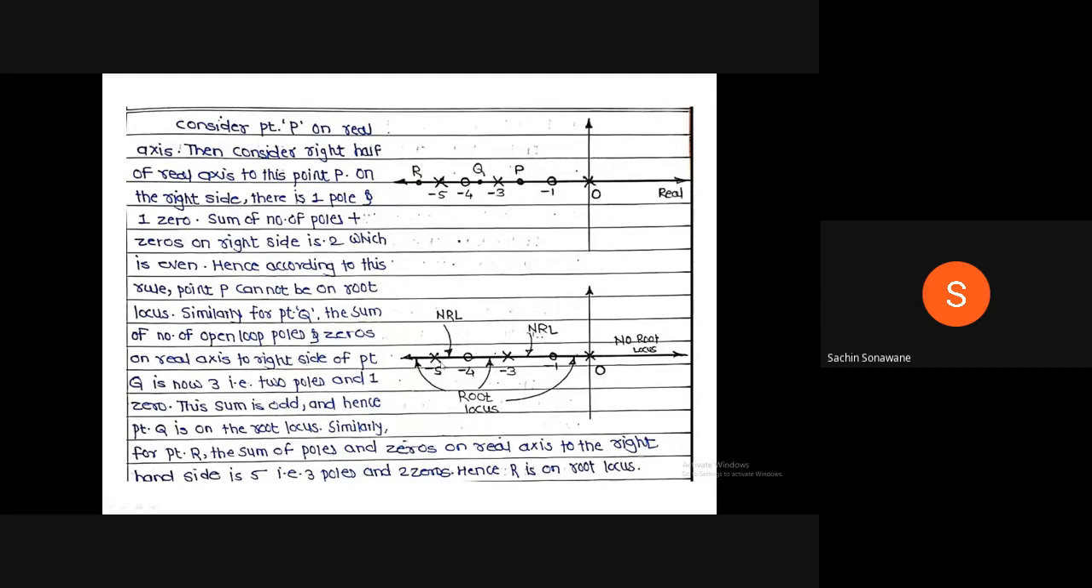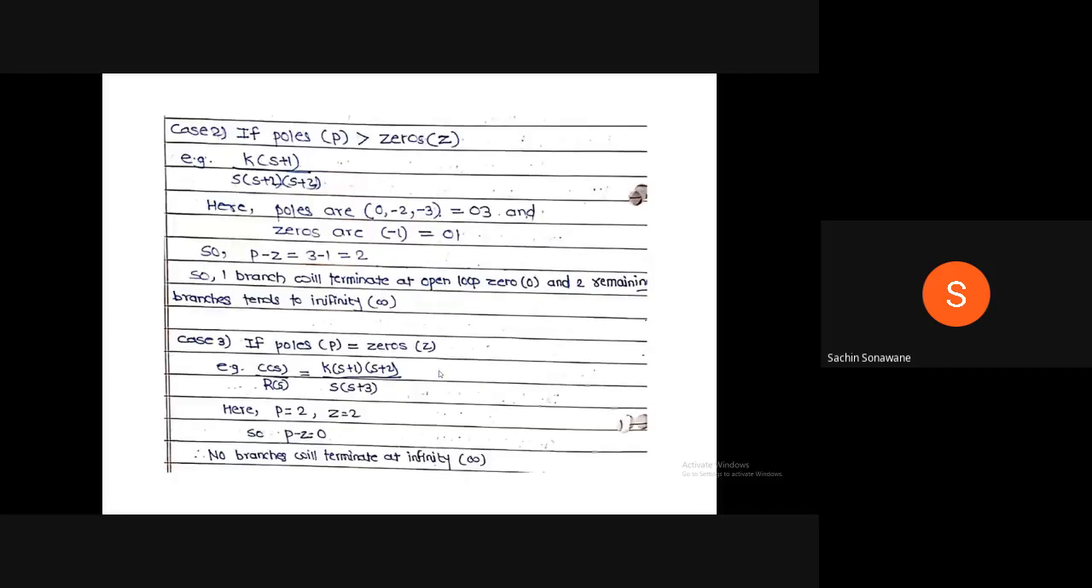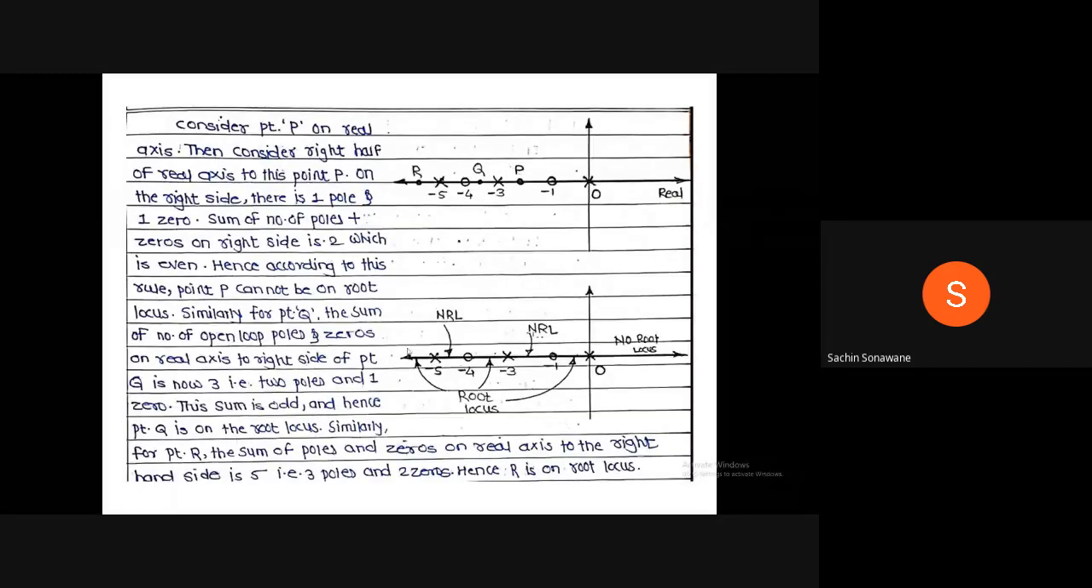Now go to minus 5. Towards the right side of minus 5, if you will see, the addition of poles and zeros is equal to 4. Therefore, it is an even number. Therefore, between minus 4 and minus 5, no root locus region is there. And to the left side of minus 5 up to minus infinity, root locus region exists. Therefore, this is the method to determine where root locus exists and where root locus does not exist.